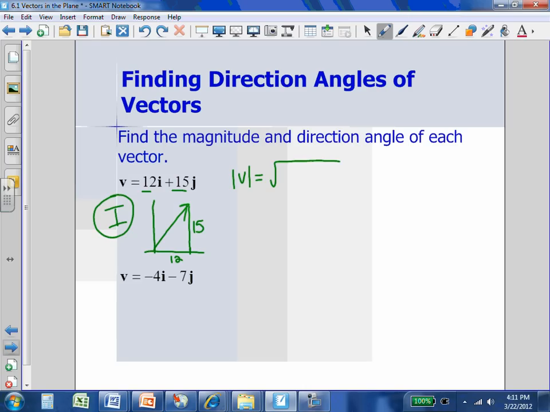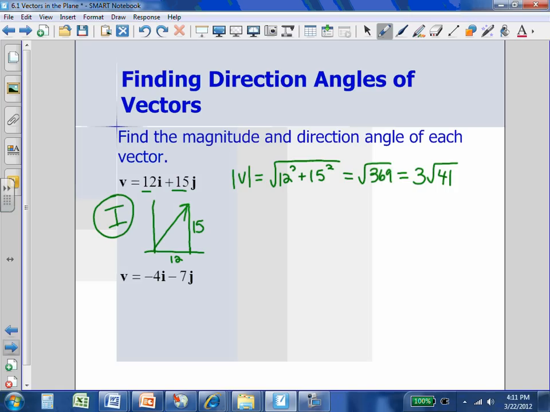Magnitude of v. Remember, it's just like the Pythagorean theorem. You have 12 squared plus 15 squared, and we're going to take the square root and type that in. That's going to be the square root of 369. Now we can also break that down just a little bit, and I will trust that you can do that. Pause if you need to, but it's 3 times the square root of 41. All right, so there's the magnitude.